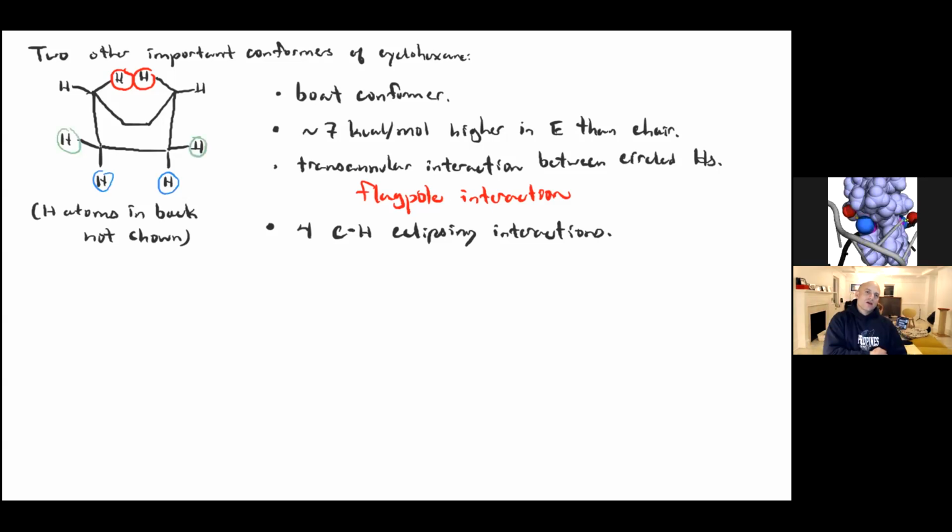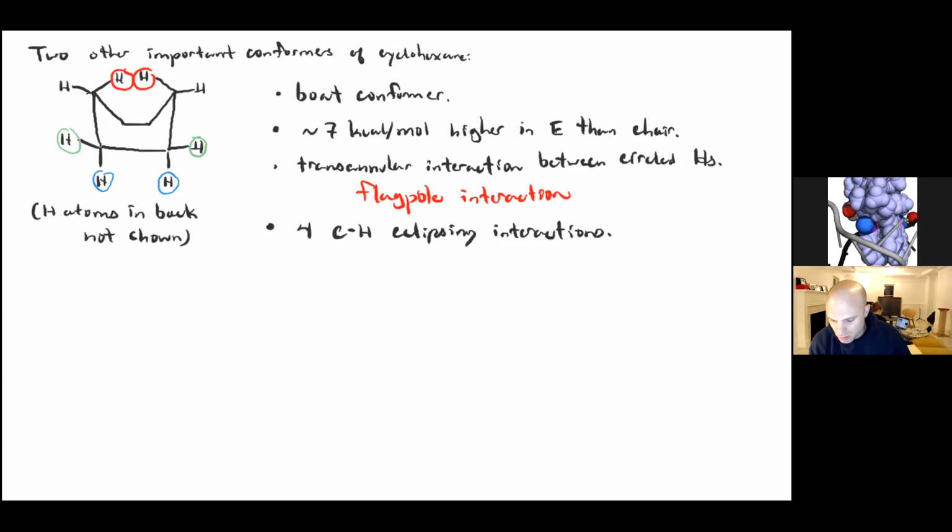Okay, and so this conformer, 7 kcals is a lot in terms of energy. There's almost no boat conformer present in solution. It's non-zero, but it's very small. Okay, and it's the highest energy conformer of cyclohexane. All right. The other one that's important, which will come into play when we talk about chair flips, is what we call the twist boat.